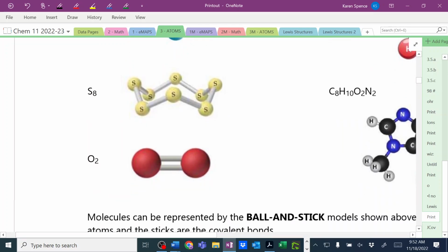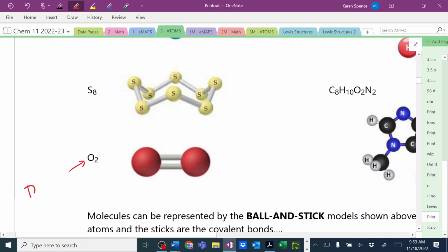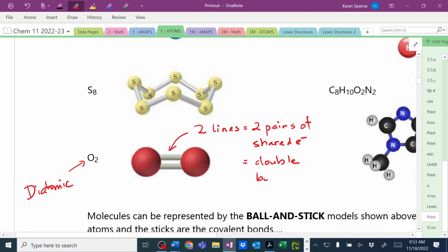We have oxygen, which is O2. That is another diatomic element. And what do those 2 lines in between mean? There are 2 pairs, yeah, and we call that a double bond. And all of those are molecules, but all of them are elements.